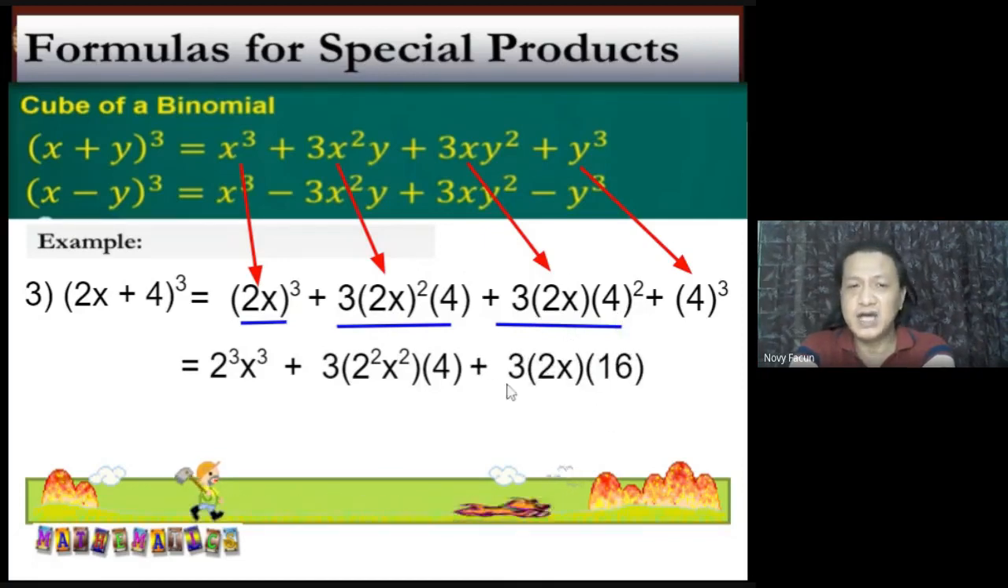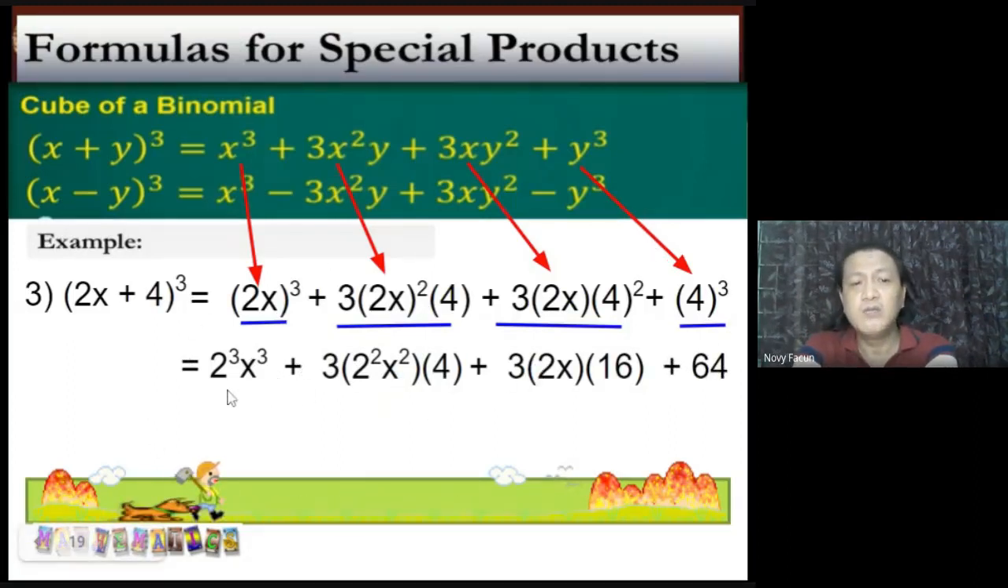Okay, 16 na siya. Kaya 3 times 2x times 16. Dito naman, cube the last term. That is 4 times 4 times 4 ang ibig sabihin niyan. Kaya we have 64. And then if you're going to simplify this, 4 terms ito. That will become 8x cubed.